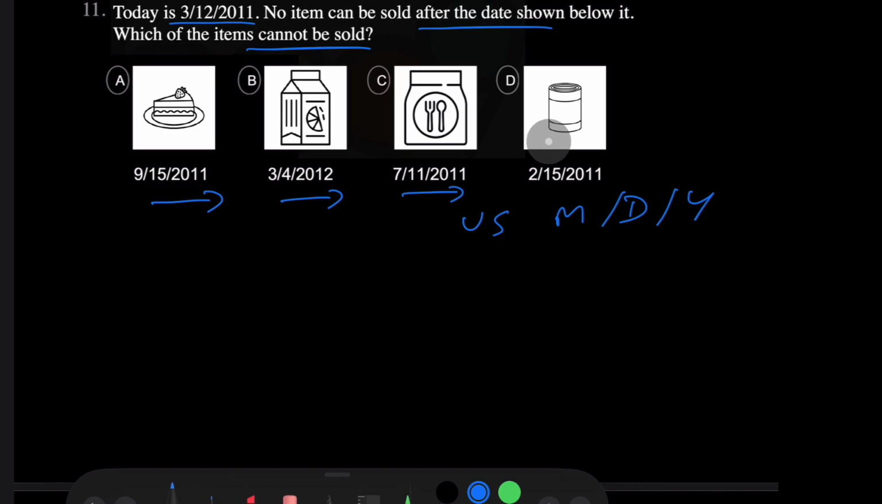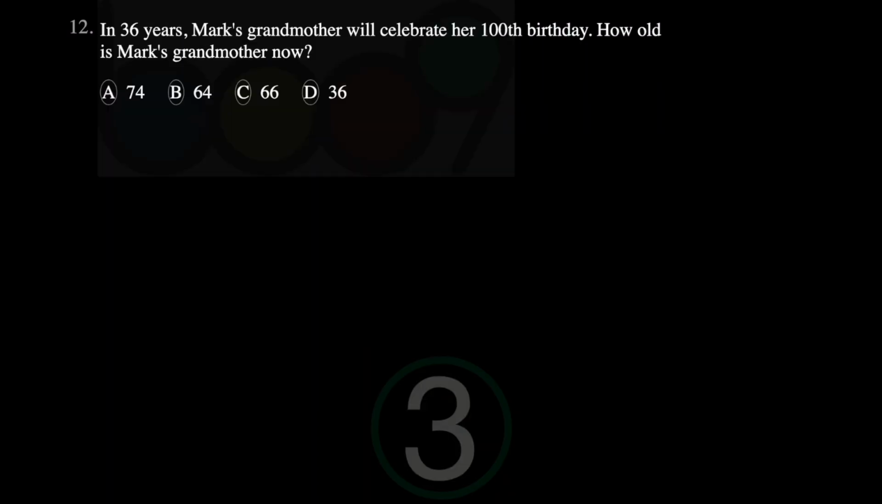Choice D, 2011 year is the same. The month is 2, which is less than 3, so it has already passed. So item D cannot be sold. Then D is the correct choice.